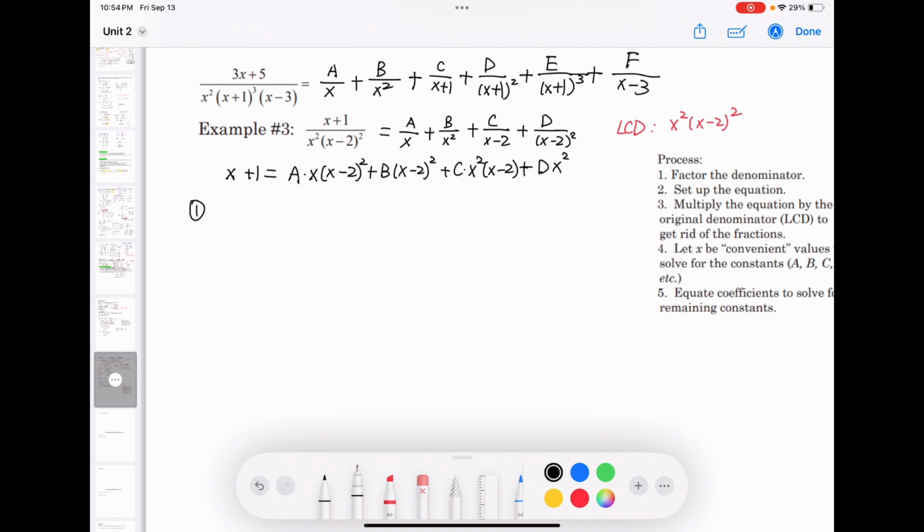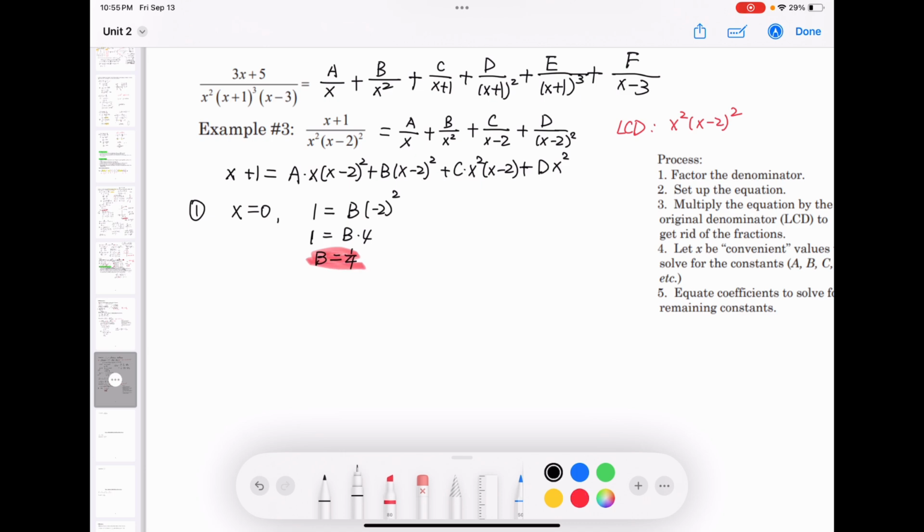So first, the denominator. The first factor from the denominator, x squared, is equal to 0. That means x is equal to 0. Plug it into my equation. I'm having 1 is equal to... which parts are zeros? Here, here, and here. That means we only have the second part, equal to 1. B times negative 2 squared. And then 1 is equal to b times 4, and b is 1/4. So we can highlight this part.